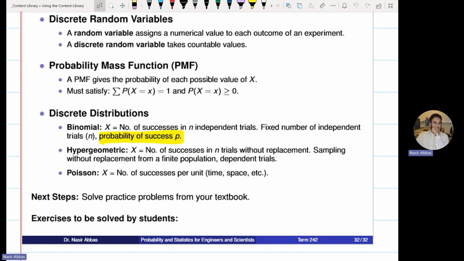And finally, Poisson is again a random variable that counts the number of successes, but it counts the number of successes per unit, any unit of time, space, weight, any unit. Today we plan to move towards problem solving related to these five concepts: the discrete random variable basic definition, the probability mass function, and the three popular discrete probability distributions.